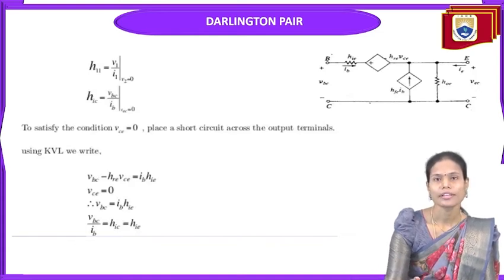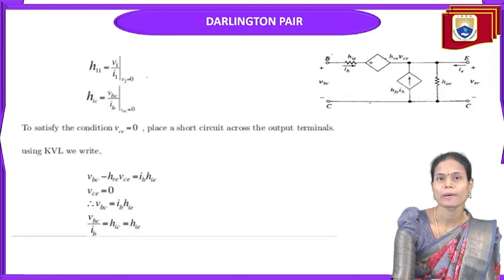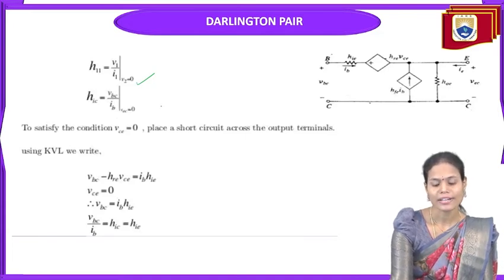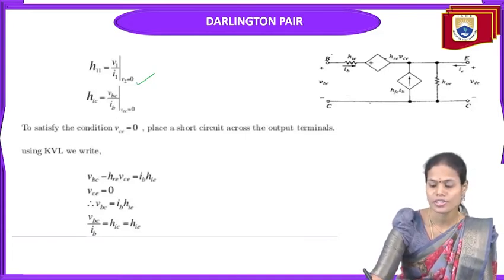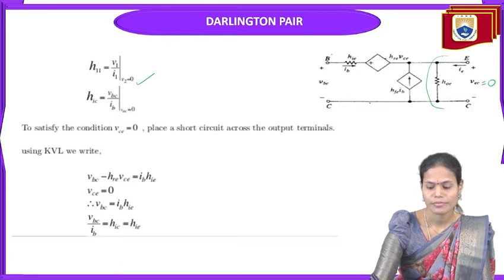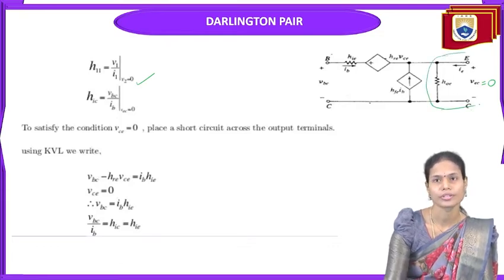So to find all the H parameters here, the first H parameter is H11, that is nothing but input voltage by input current when the output terminals are short circuited. So in the common emitter configuration, we can represent it as HIE equal to VBE by IB when VCE equal to 0. To satisfy this condition in this circuit, we should make VCE equal to 0. So once VCE equal to 0, this resistor is also short circuited here.